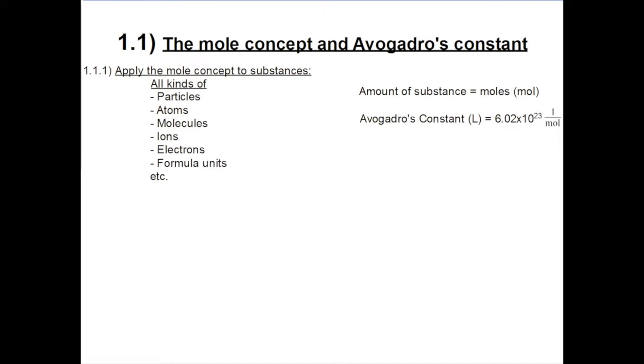The amount of substance is measured in moles, abbreviated mol, and we measure this using Avogadro's constant, abbreviated L, which is 6.02 times 10 to the power 23, and the unit is 1 over mole.